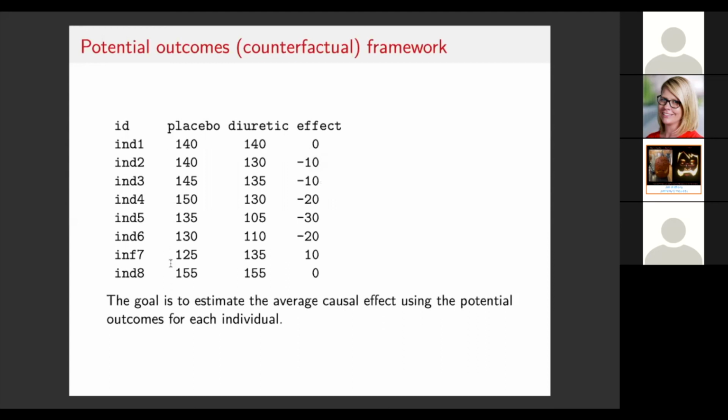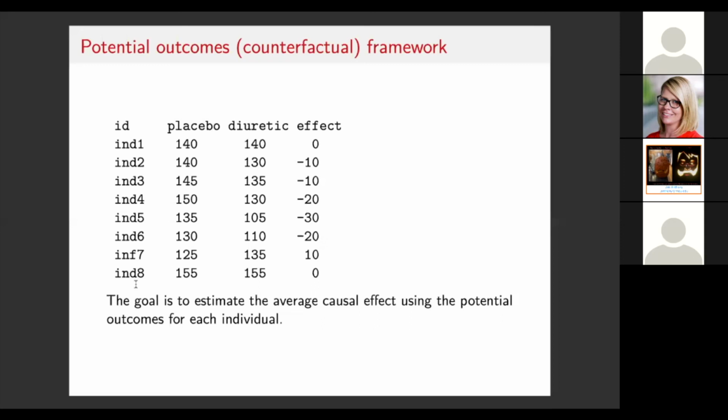And so here, this is basically a cartoon of 8 individuals with two potential outcomes, one under placebo, one under the diuretic, which is our treatment, and the third column is the effect. And notice that the effect varies by person. Some people have more effect than others. And the goal is to estimate the causal effect, or more accurately, the average causal effect of the diuretic versus the placebo in these 8 individuals.